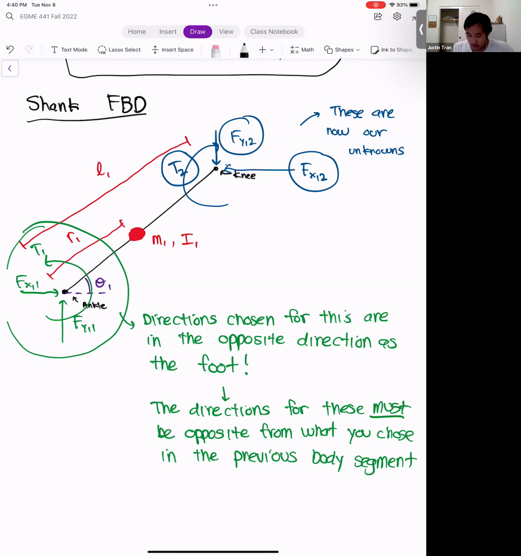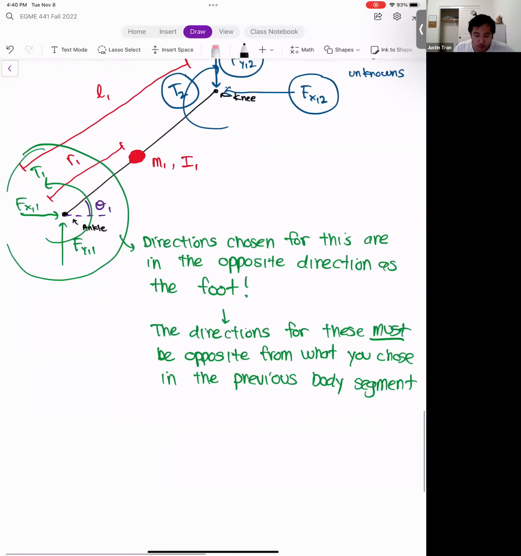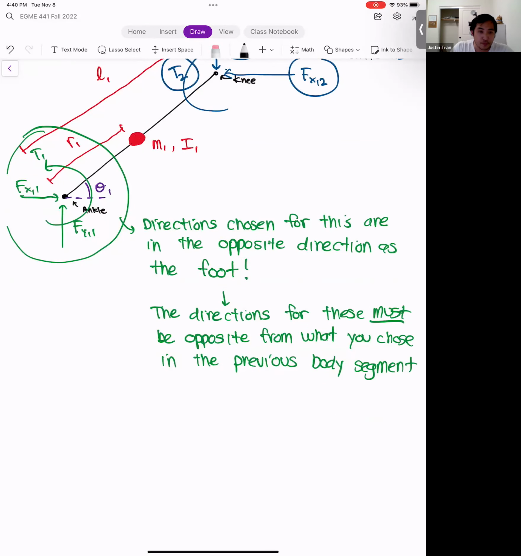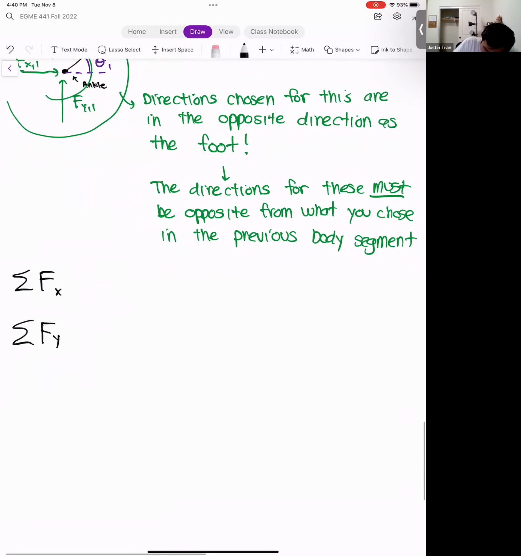Okay, good. All right, so let's go ahead and form our equations of motion again. Just like before, we're going to have the sum of the forces in the x direction, the sum of the forces in the y direction, and the sum of the moments. Okay, so let's start with the sum of the forces in the x direction.